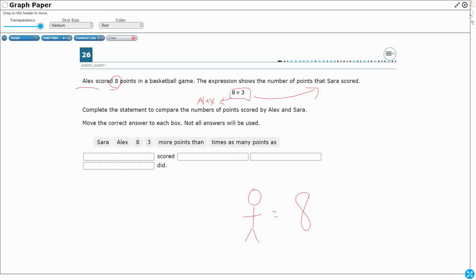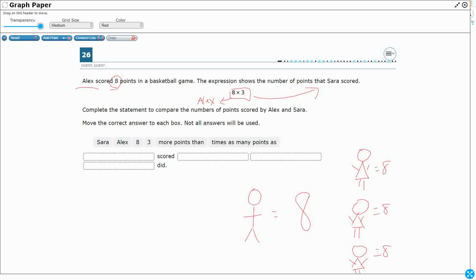So how do we put that all together? Well, if that's Alex, then what I'm going to do is represent Sarah like this. So it took 3 Sarahs right there. Now, once we have our 3 Sarahs, that's going to represent the number of points that she scored, right? So there's 3 of them, and so 3 sets of 8. So that's what we got there. We've got 3 sets of 8. That's what the multiplication shows.